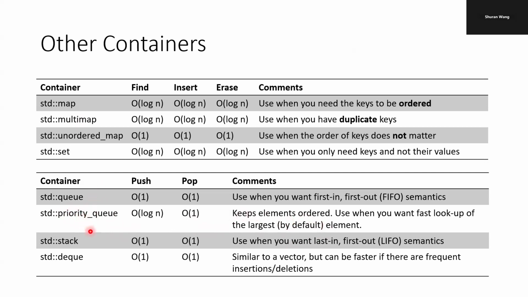So priority queue is in a similar sense to the ordered ones. It's just you push with O(log n), but pop with O(1). So this is good when you only need fast access to the maximum or the minimum element, depending on your usage. We have the stack that does first in, last out, or last in, first out. We have the deque that's similar to a vector, but is faster with insertion and deletions.